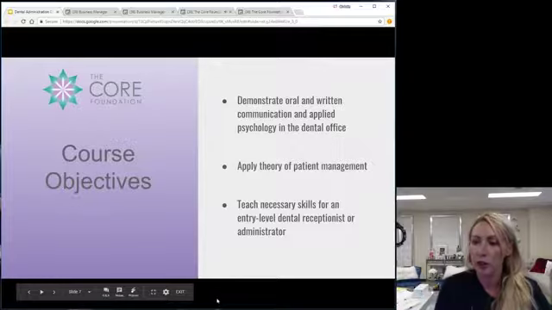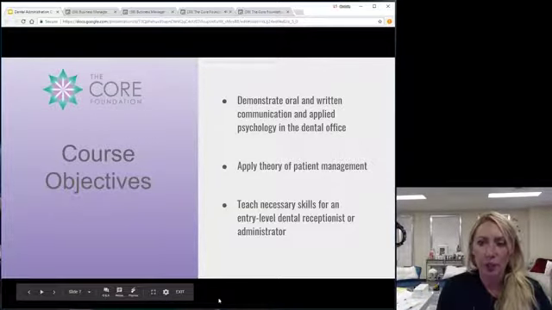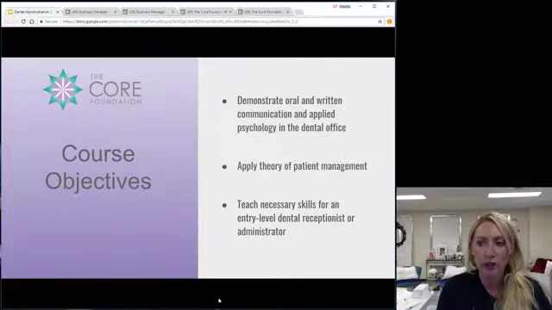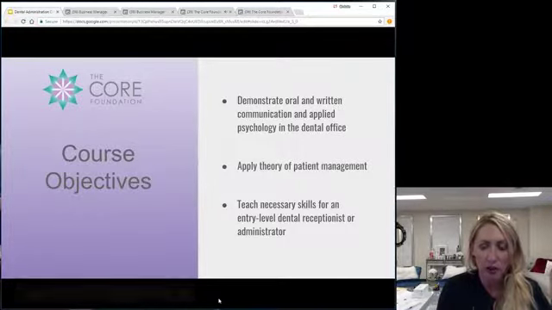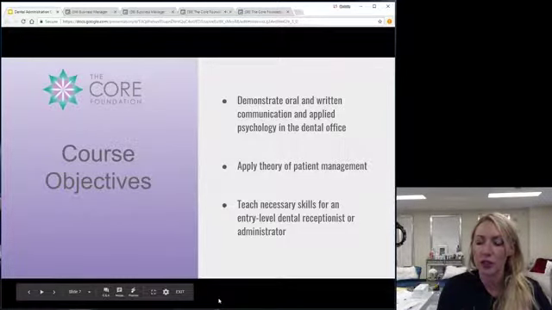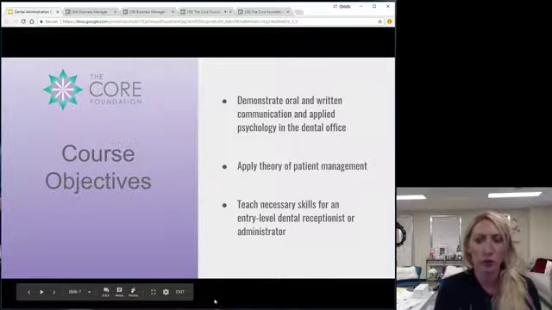Other course objectives: demonstrate oral and written communication and applied psychology in the dental office, apply theory of patient management, teach necessary skills for an entry-level dental receptionist or administrator.